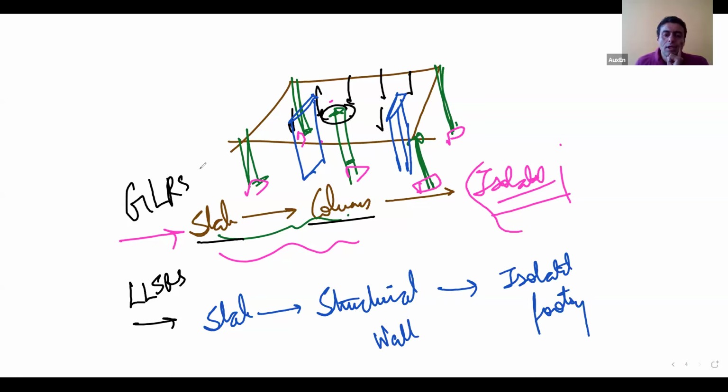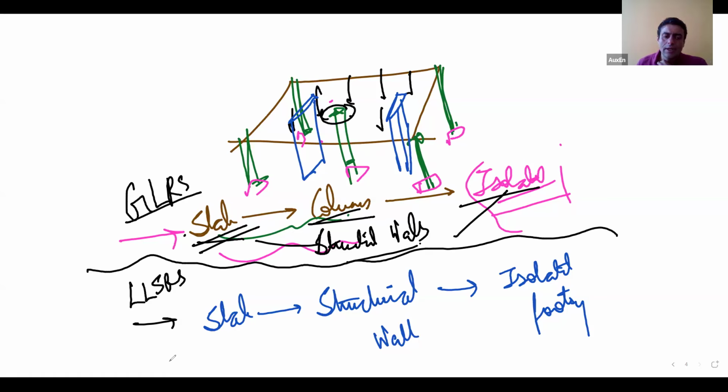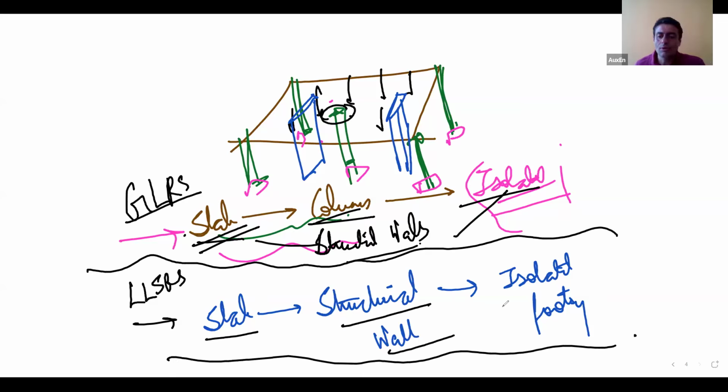Yeah. So what was happening for my gravity loads? The gravity loads were flowing through slab to column. Of course, the structural walls will also take the gravity loads. So my main gravity load resistance system was from slab to columns to footings, or from slab to structural walls to footing. But I introduced another system for lateral load transfer, the slab to structural wall to footing system, the foundation system.